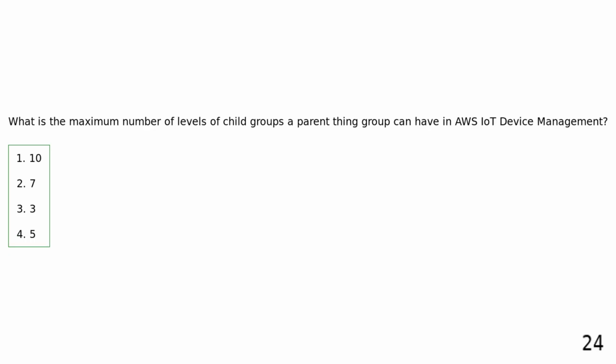What is the maximum number of levels of child groups a parent thing group can have in AWS IoT device management? 10, 7, 3, 5.